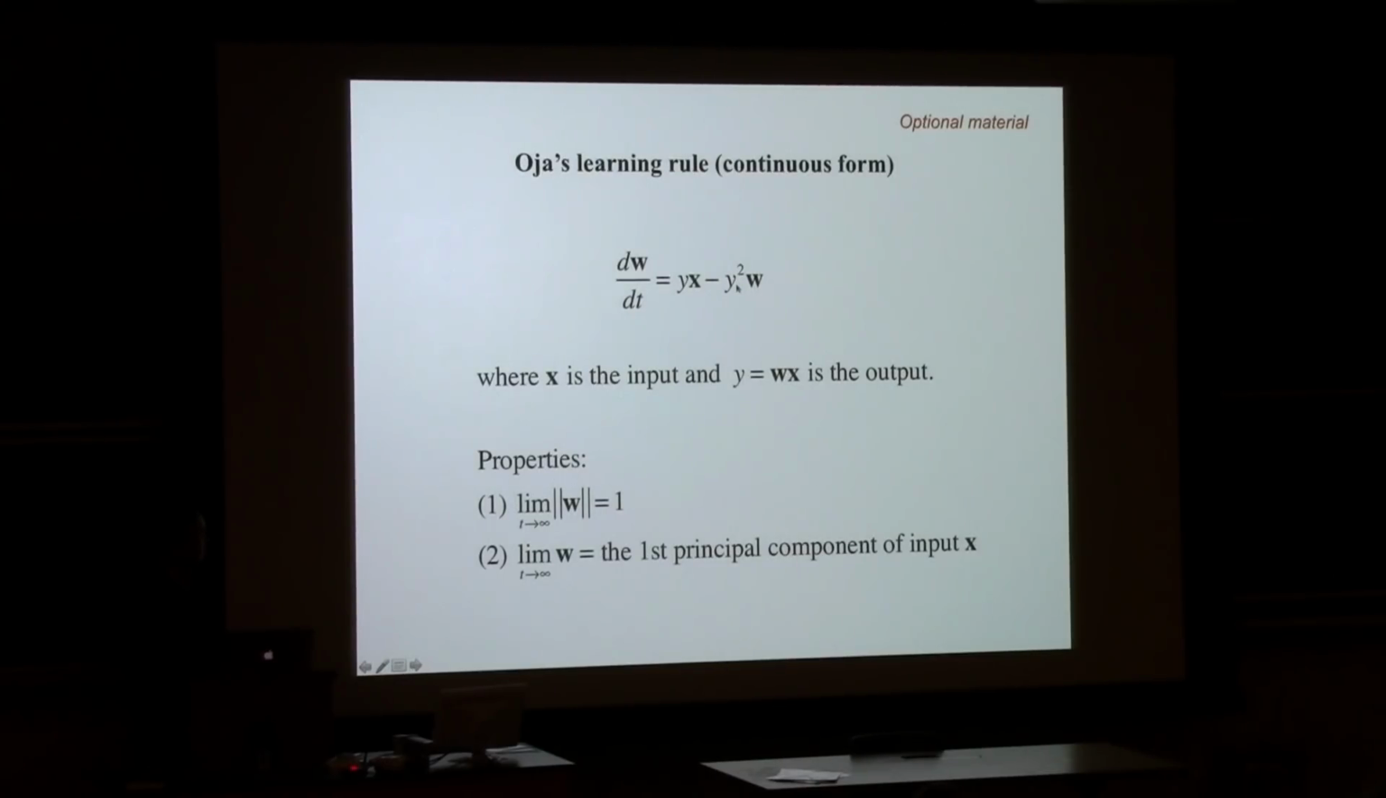Why square? Because this is very clever. If you do this, the norm of your weight vector is automatically normalized, and your weights become exactly the first principal component of the input. That's very simple. This is a modified Hebb rule called Oja's learning rule, a very clever trick. It's just the Hebb rule minus the decay. If your decay rate is clever, then this will be exactly your first principal component. All right.